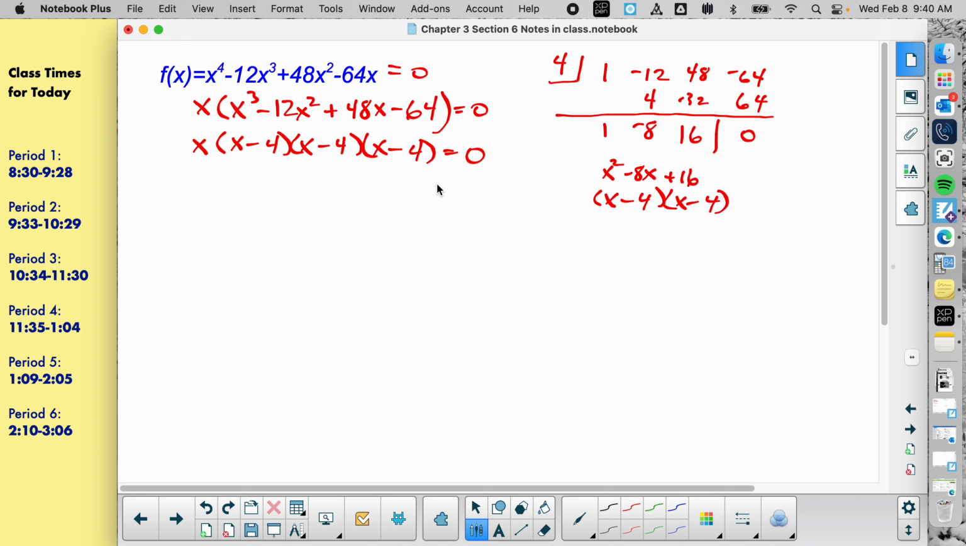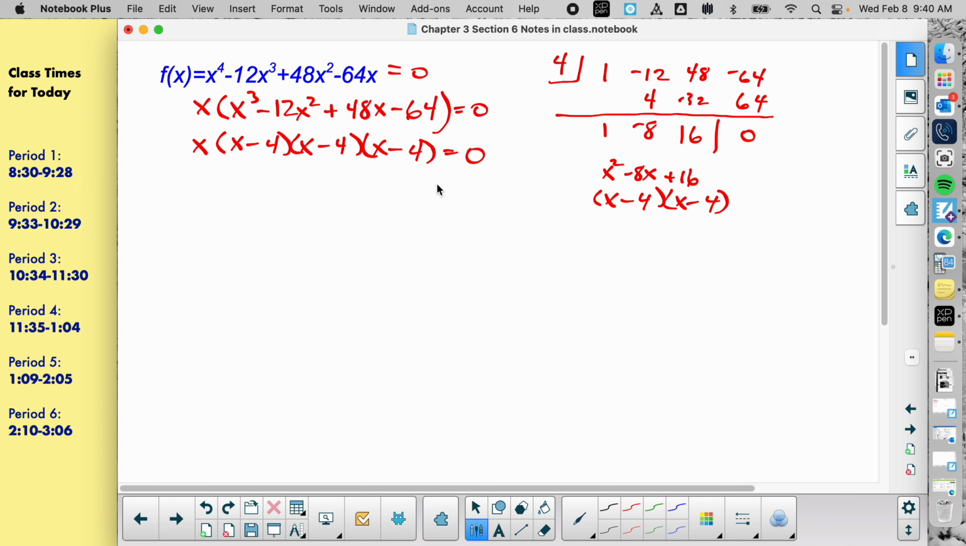Did you guys talk about multiplicity of roots last year? If you have an odd number of a factor, like I have three x minus 4s, it will cross through the x-axis. If you have an even number of them, like x minus 4 squared, it would bounce off the x-axis. Probably talked about it, but not too much. Yeah, I'm just bringing that up because obviously I'm going to need to know that info.